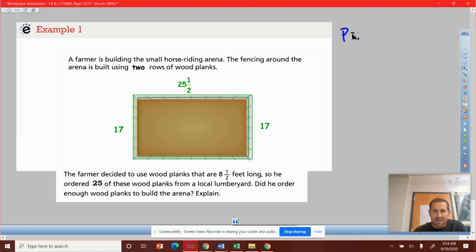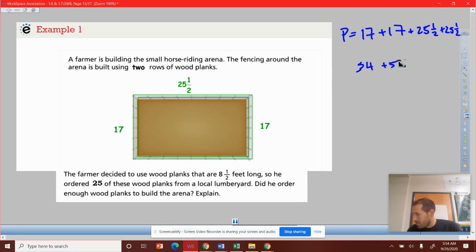Well, perimeter is adding up all the sides, right? So we'd have a 17, and we'd have another 17 on the opposite side, and then we'd have 25 and a half and another 25 and a half on its opposite side. So that'll be my total distance going around the entire fence, right? So what does that equal? 17 plus 17 is 34. 25 and a half plus 25 and a half is 51. Okay? So that's our total perimeter.